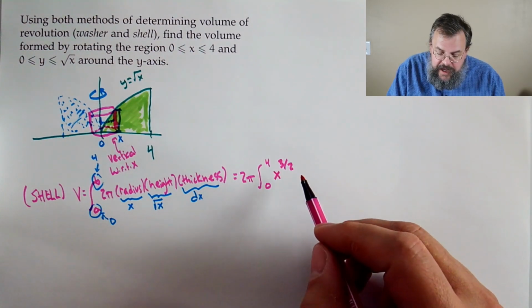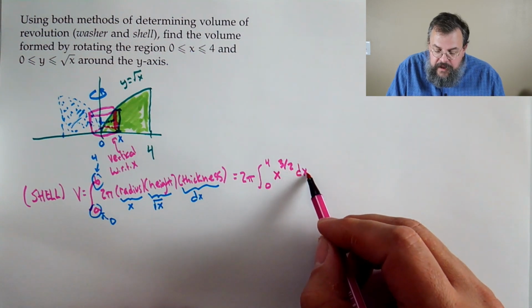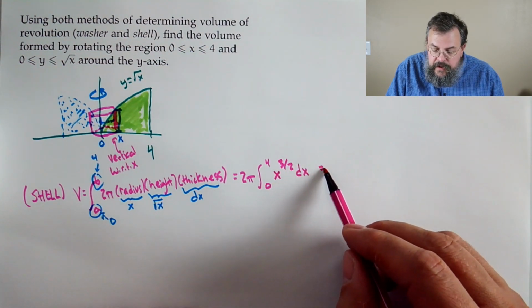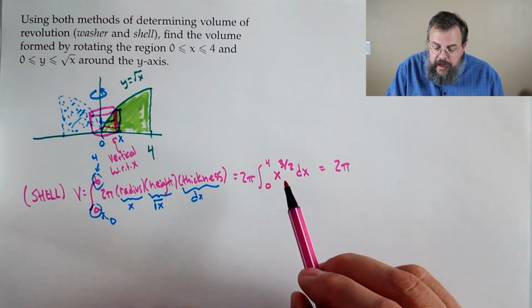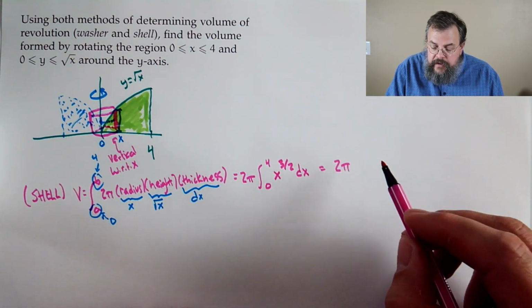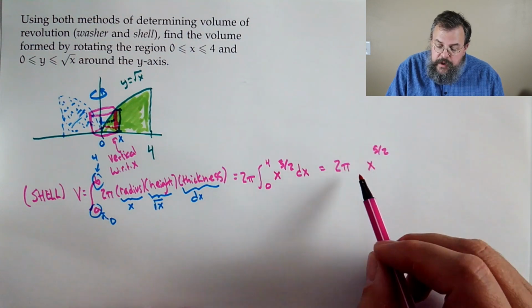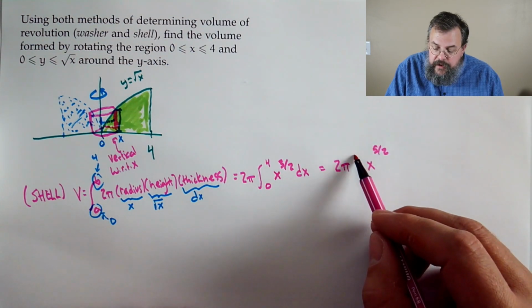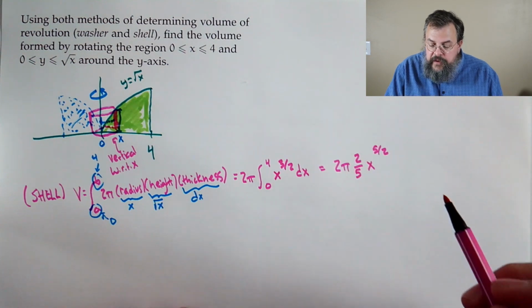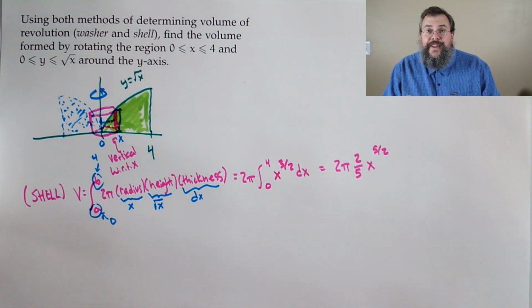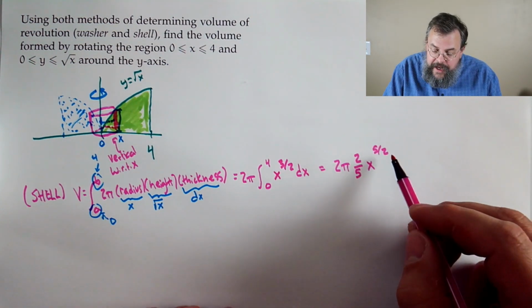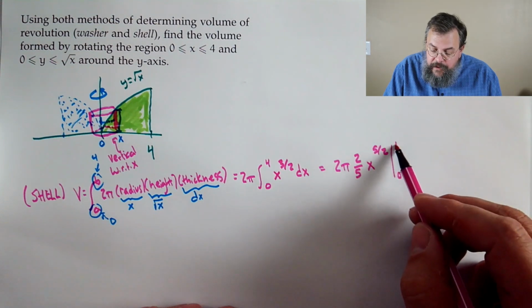And then we have our dx here on the end. Well, that's not so bad. What do we do? Well, we would say add 1 to the power, so that would become x to the 5/2, then multiply in front by the reciprocal, 2/5. Good. Almost there. Now we have to evaluate from 0 to 4.